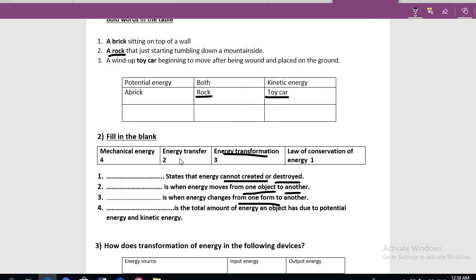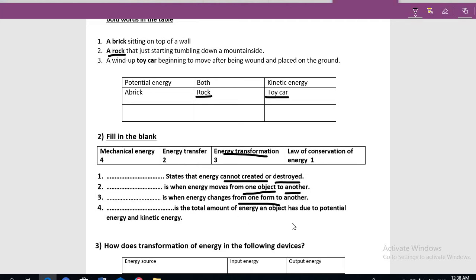For example, an electric fan. The input energy is electricity, so the input energy is electric energy. When the fan works, this energy is called kinetic energy. So electric energy changes into kinetic energy, from one form to another. This is called energy transformation.